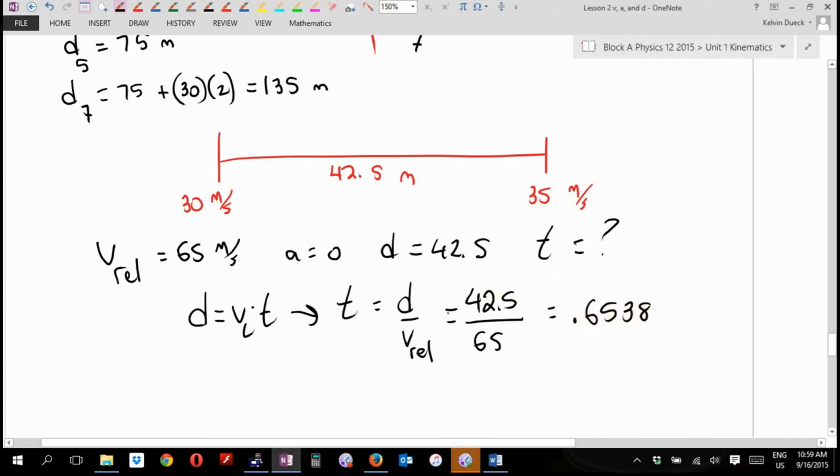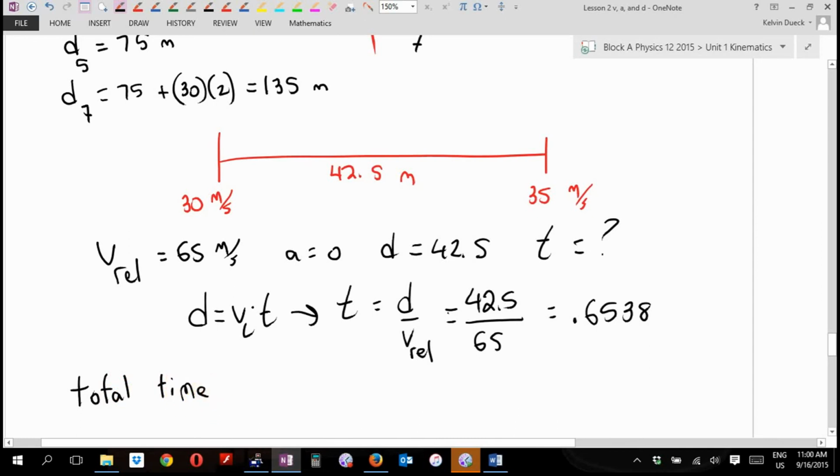Mr. Dueck, that's 4 sig figs. Is this my final answer yet? I'm going to carry as many extra sig figs as I can. In fact, I'm going to use the answer button on my calculator. All right. So what does that mean? Total time.